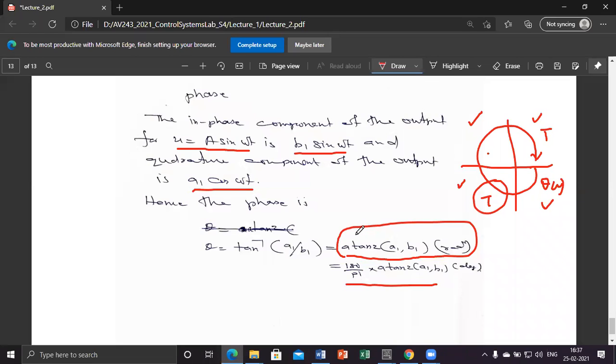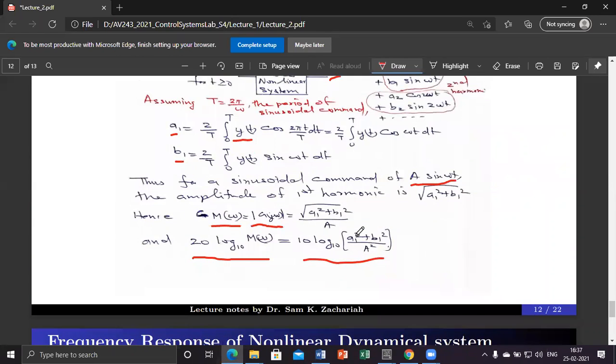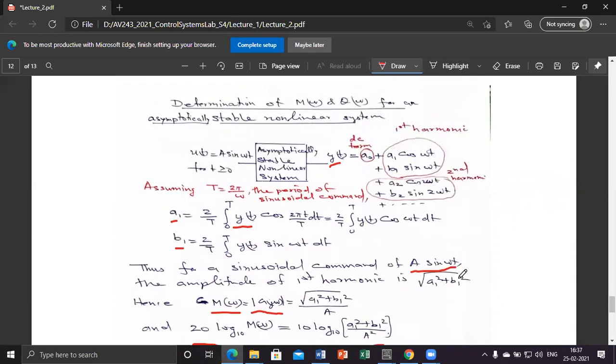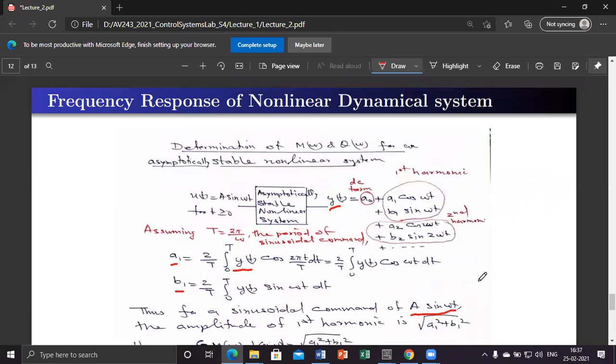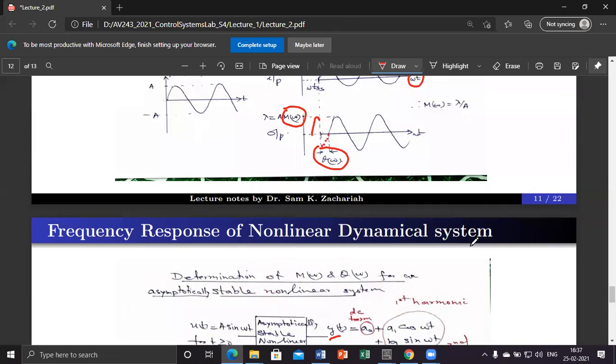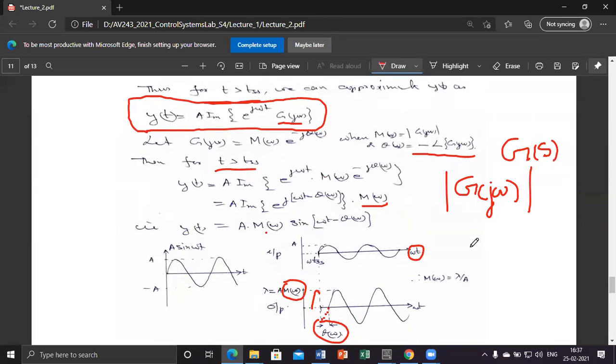So can you go to the previous slide? This one? Yes, sir. So this is from the definition, right? The frequency response M of omega is from the definition, the ratio of amplitude. Can you repeat the definition once again? That is coming from this portion only. So the definition of frequency response.